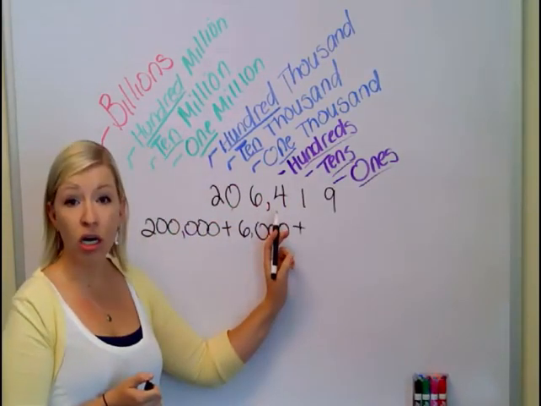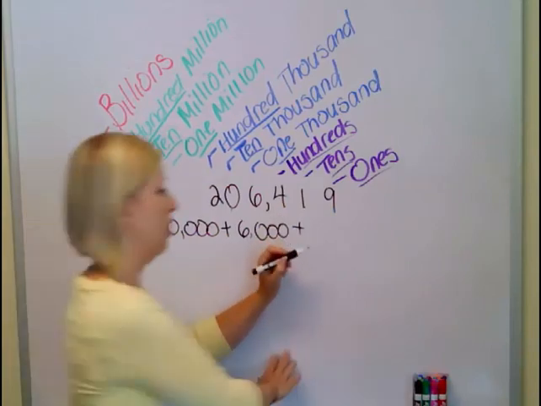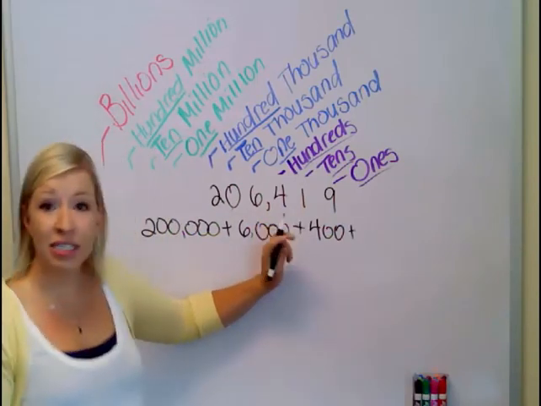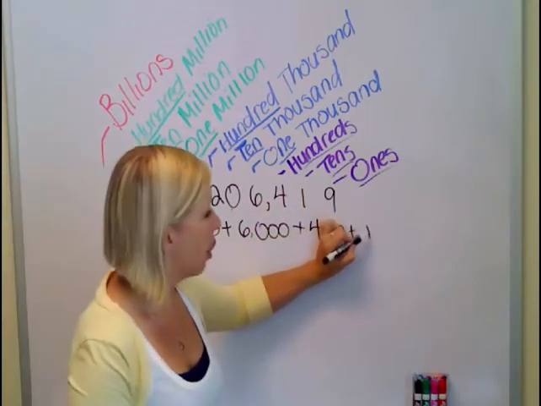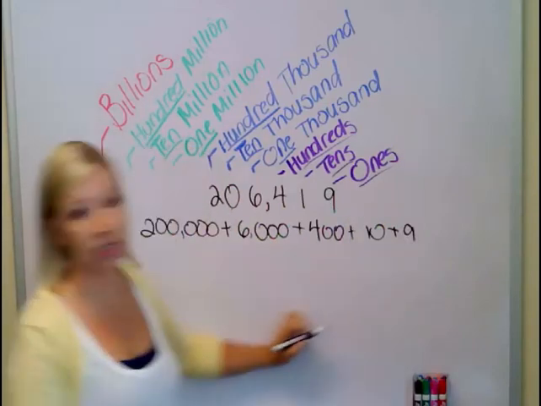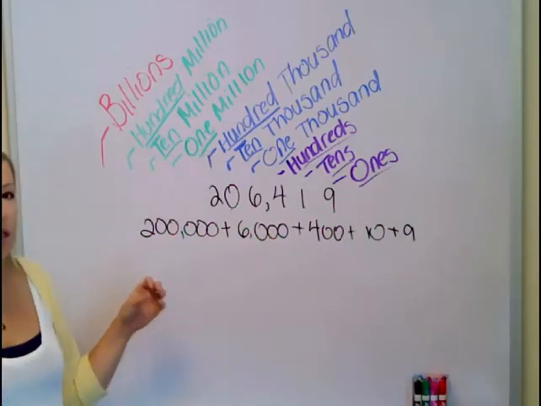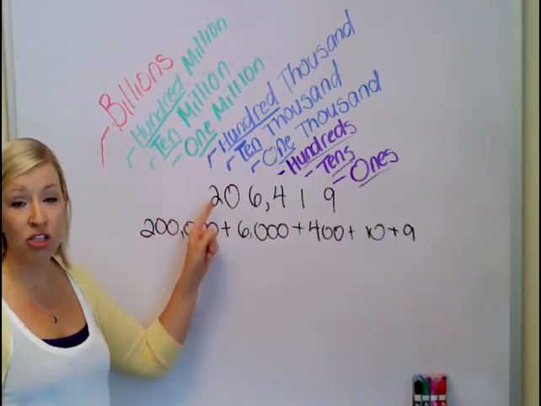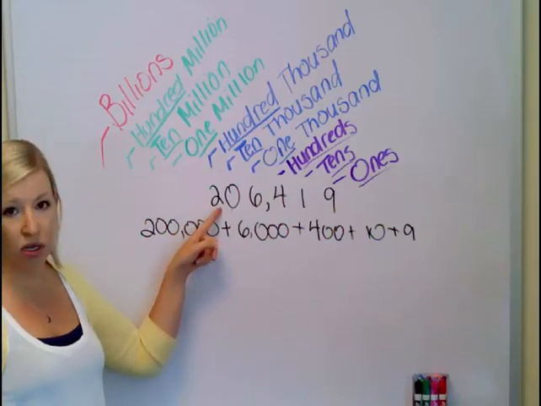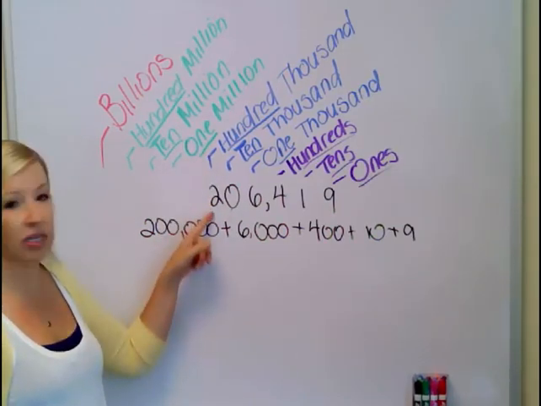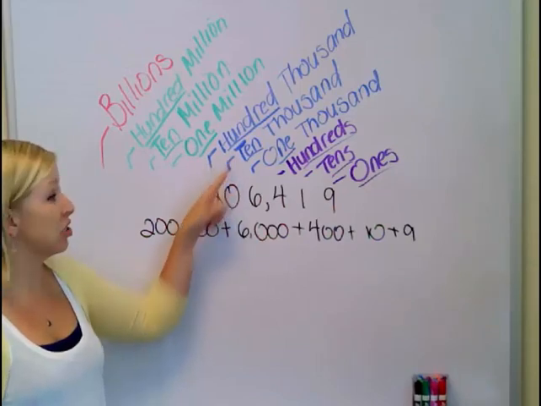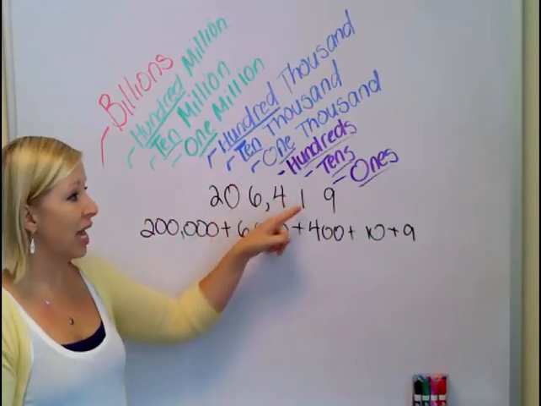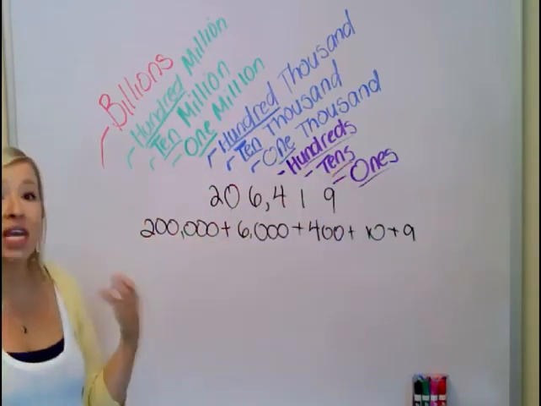Come to the 4. Say it out loud. You hear 400. Plus the 1. The 1 is in the tens place, so 10. Plus the 9, since the 9 is in the ones place. If you say this in the expanded form, all you're doing is writing out each separate place. So you represent how much each digit equals. This digit is 2, 200,000. It's in the 100,000s place. There's nothing in the 10,000s place. This is a 0. So then we go over to the 6,000, 400, 10, 9. You hear it when you say it out loud.